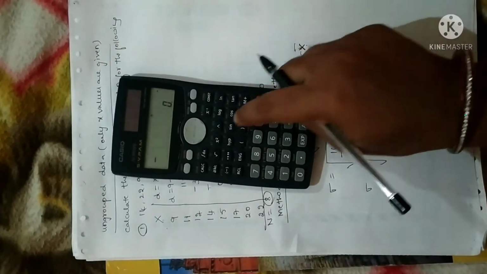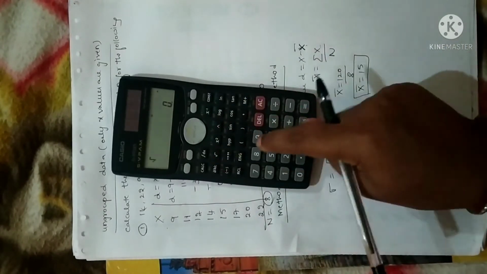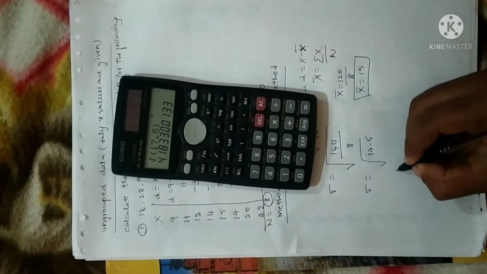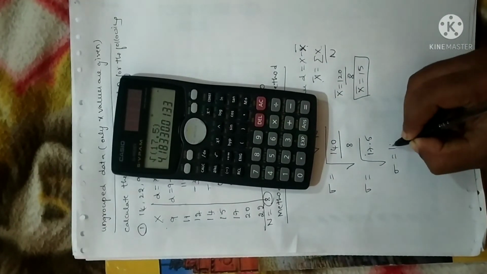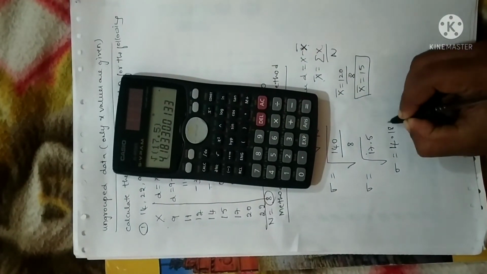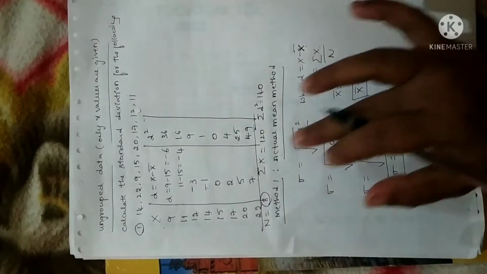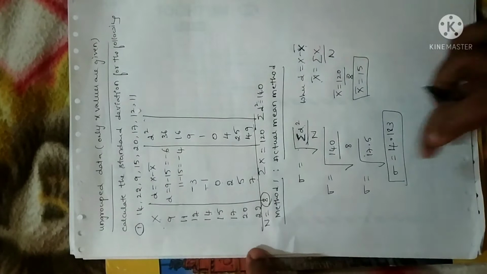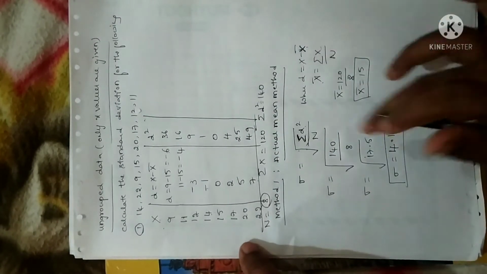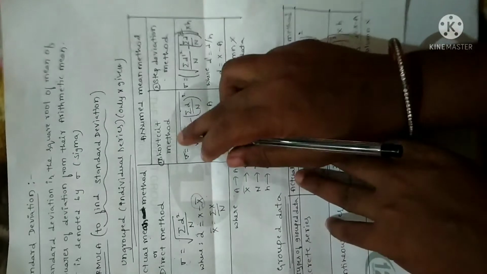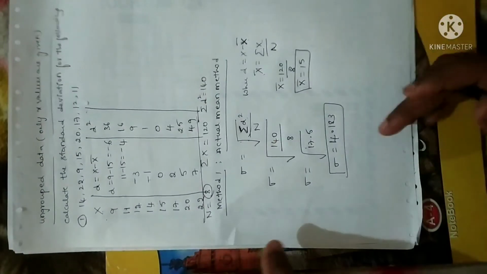Now I have to find the square root. The square root symbol is here. So square root of 17.5 gives us sigma as 4.183. Clear? Just a formula and the substitution. So this is the standard deviation obtained from the actual mean method. Still we have two more methods, right? So they are the shortcut method and the step deviation method. For the same problem I'll do both the methods.